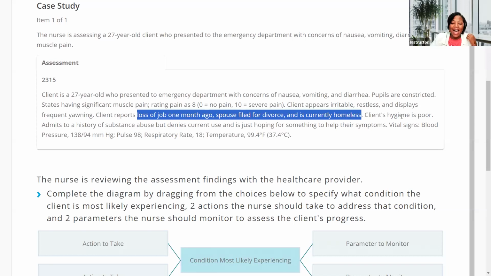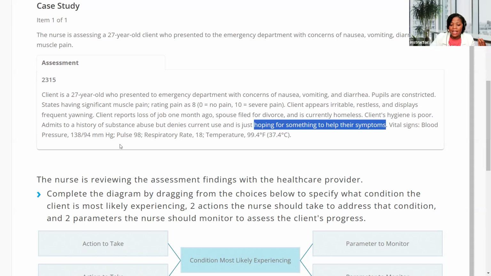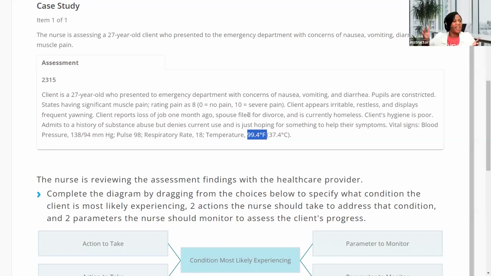All right. The client's hygiene on assessment is noted to be poor. So this patient's not keeping up with their hygiene. Admits the history of substance abuse, but here we go, denies current use and is just hoping for something to help their symptoms, which is what we just combed through. Their vital signs: blood pressure 138/94, pulse is 98, respiratory rate is 18, and the temp is 99.4. Vital signs looking okay.